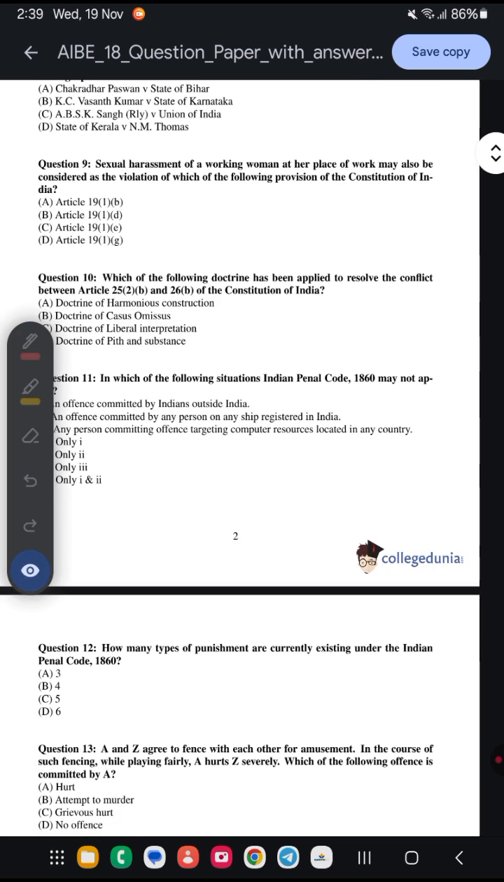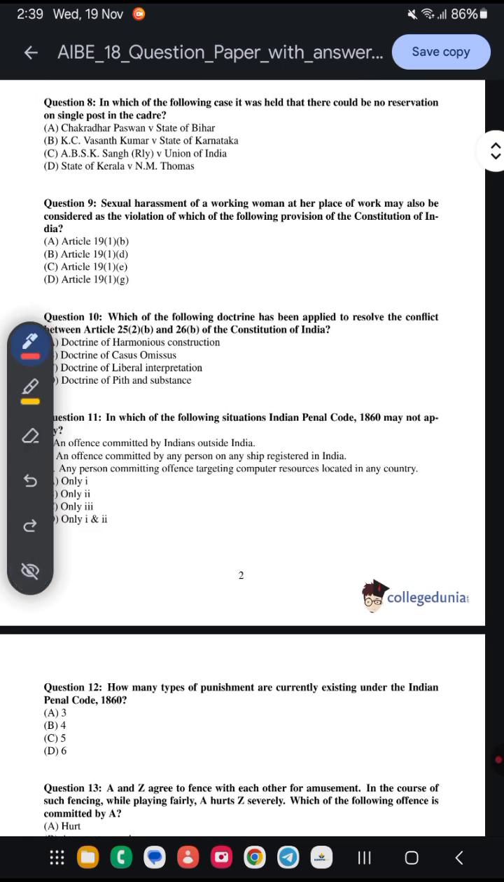So the next question is: in which of the following cases was it held that there could be no reservation on a single post in the cadre? So the direct answer to this question is option A, Chakradhar Paswan versus State of Bihar. In this, the Supreme Court held that reservations cannot be applicable to a single post within a cadre, because it would be violating the principle of equality.